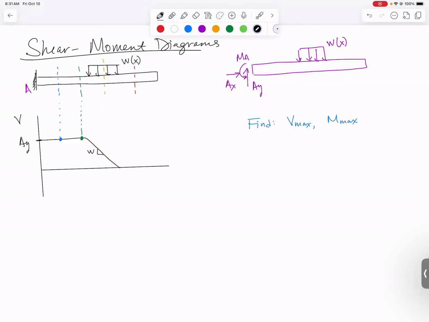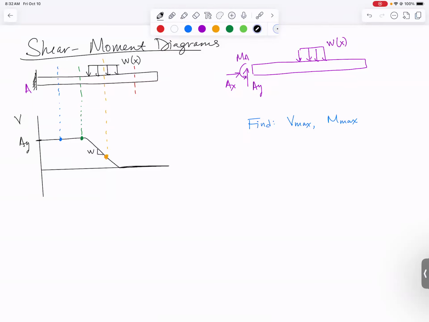And if you wanted to know the shear force at that orange location, you could go and find it. Now we reach the point where there is no distributed load for the rest of the beam. There are, in fact, no loads for the rest of the beam. So this has to be 0, and it's going to stay 0 for the rest of the beam. And there is our shear force diagram.